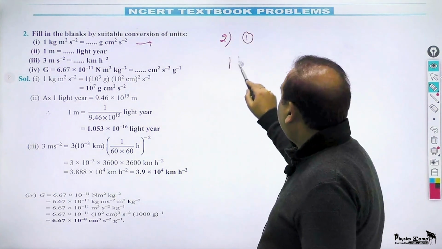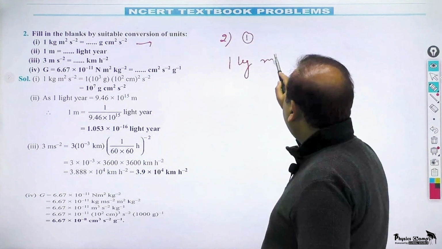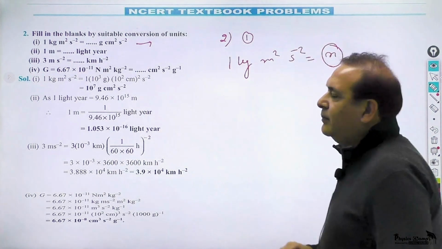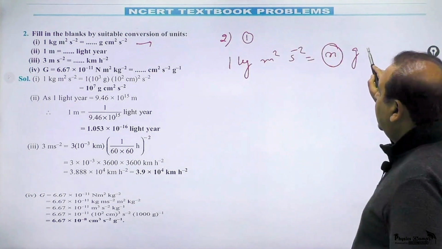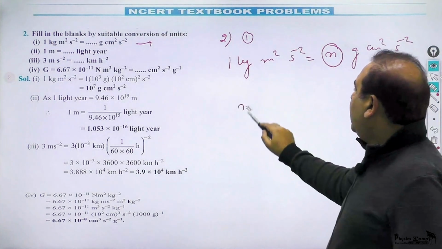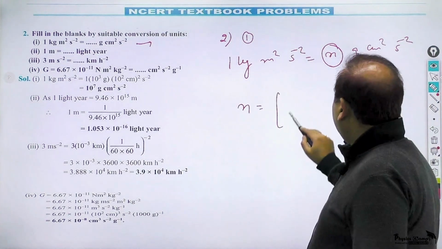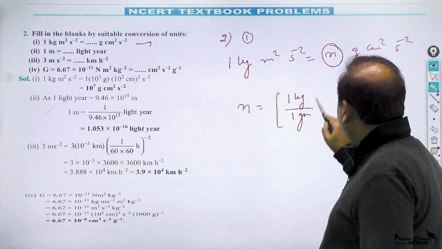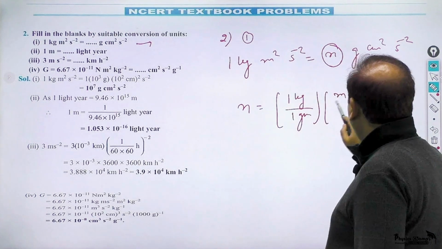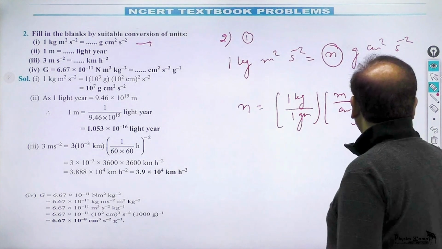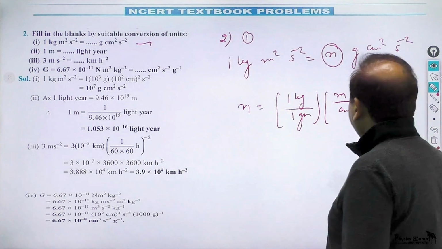So it is 1 kilogram meter square per second square. Question is how many gram centimeter square per second square. So I'll say n is 1 kilogram divided by 1 gram, meter divided by centimeter square, and second divided by second to the power minus 2.